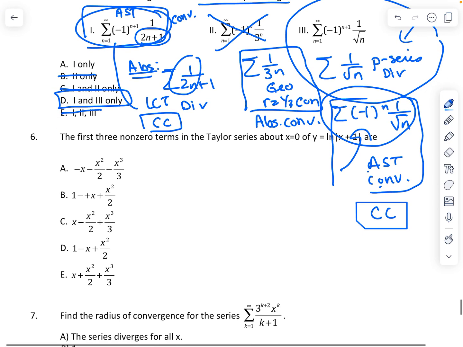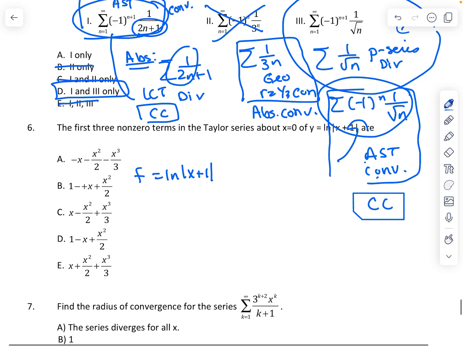Okay, this one here, we are looking at natural log of x plus 1. This is not one of the series that we have memorized, sine of x, cosine of x, or e to the x. So the only way to do this one is to go ahead and take your derivatives. So, okay, I'm going to change this just to f. And I need the first 3 terms, it looks like, so let's come up with the first couple derivatives.